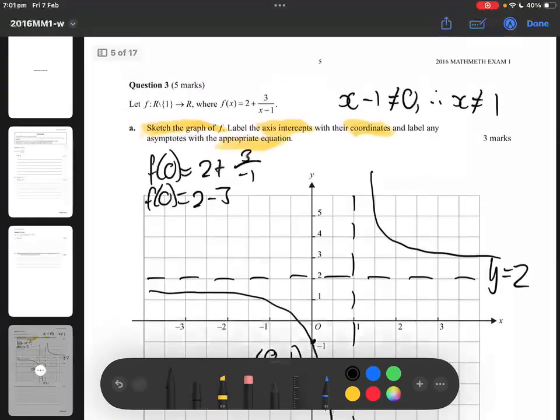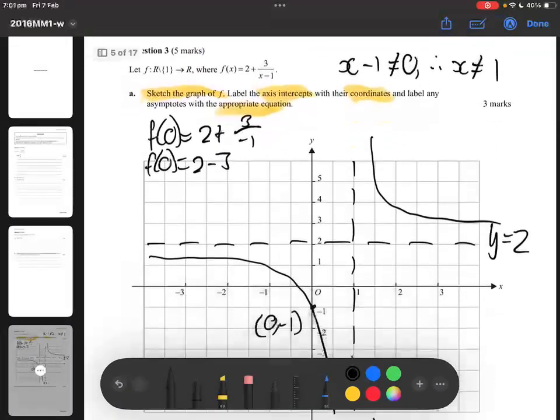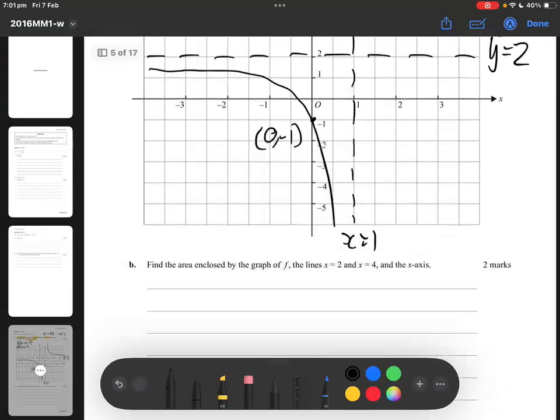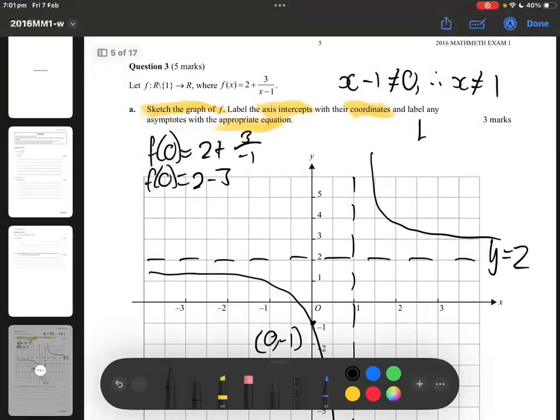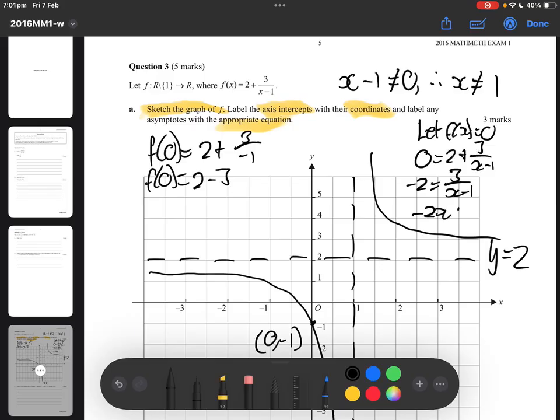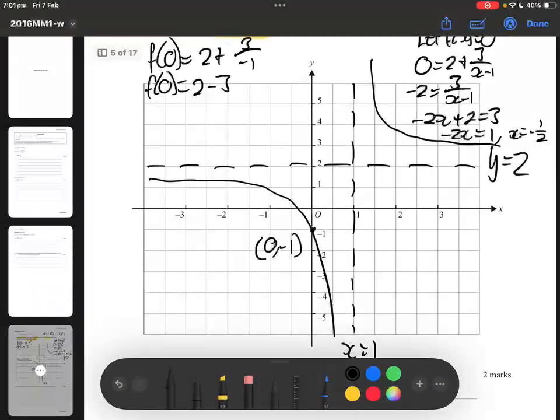And then to get the other intercept, we're going to let f of x equal 0. So I'll do it here. We'll go let f of x equals 0. 0 equals 2 plus 3 on x minus 1. Now we're going to go minus 2 equals 3 on x minus 1. Minus 2x plus 2 equals 3. And we'll finish it off by going minus 2x equals 1. x equals minus a half. So x equals minus a half when y equals 0. That's actually pretty accurate as well. Minus a half and 0.